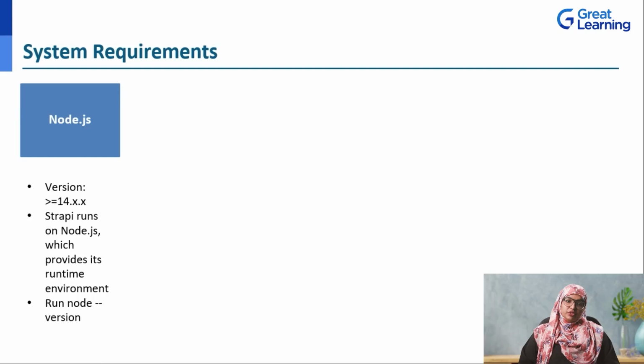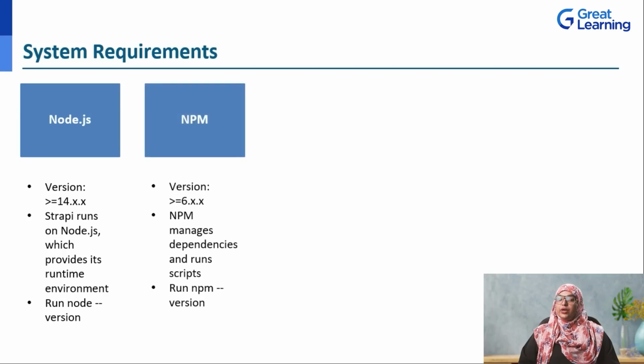When you have installed Node.js, you can check which version you have with the command node --version, right? And then the next requirement is NPM, that is the Node Package Manager. The Node Package Manager basically manages all the dependencies and runs your scripts. To check your version, you can use npm --version. And here we are using versions greater than or equal to 6.x.